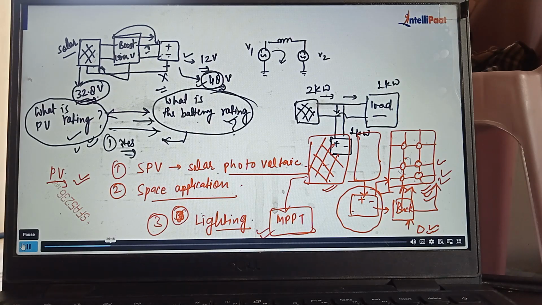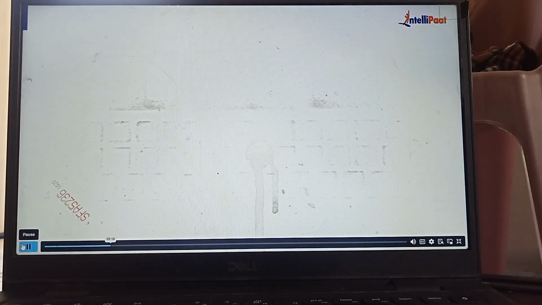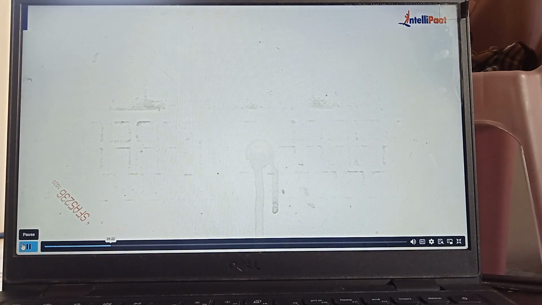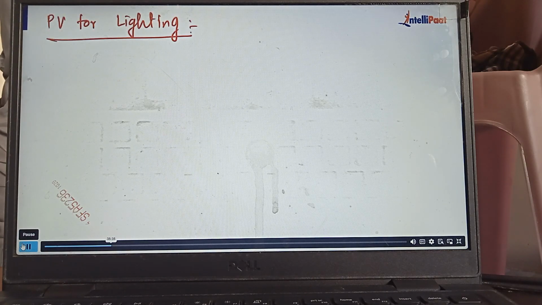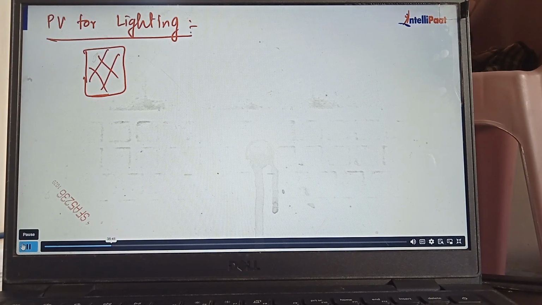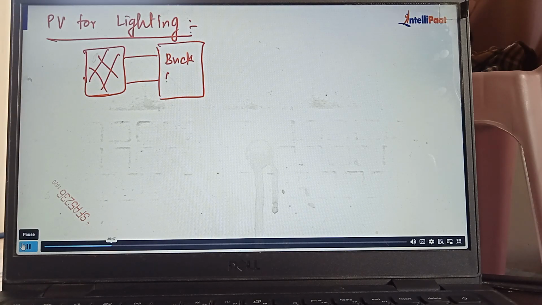Yeah. So let me go to the next slide. Basically, how do we utilize this photovoltaic for street lighting? Do you know the street lighting circuit? I'm going to draw this application. This is a very important application.